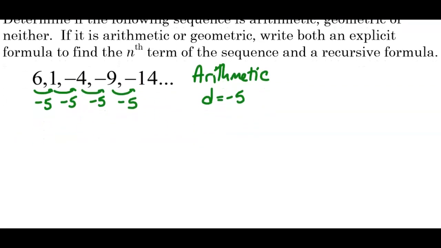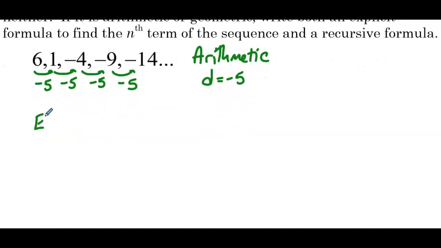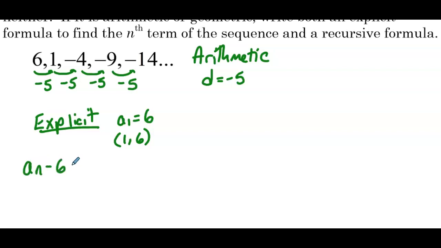So now we need to write both an explicit and a recursive formula. We'll start with the explicit. So remember, to write an explicit formula for an arithmetic sequence, we want to think of it as a linear function. The common difference is the slope, and then we have the first term, a sub 1 is 6, which we can express as a point, which would be (1, 6). So we're using that point-slope form, but with our sequence notation. So a sub n minus 6 equals, as we said, common difference is the slope, so -5 times (n minus 1). Solving for a sub n, we have 6 minus 5 times (n minus 1).